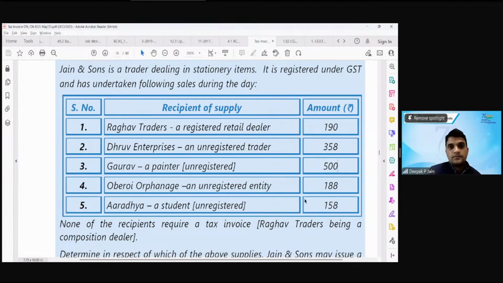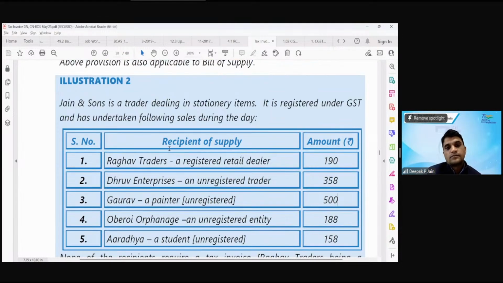But sir, if the supplier is coming under the composition scheme, he will give a bill of supply instead of the tax invoice. Correct. Had Jain and Sons been a composition dealer, then he would have issued a bill of supply, right? Correct. All right.